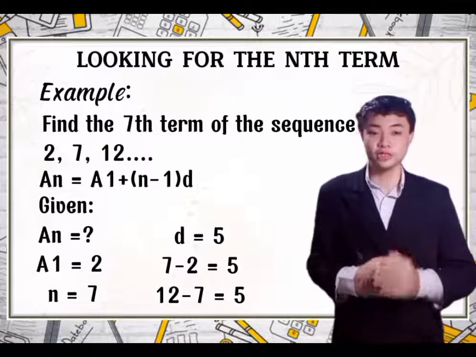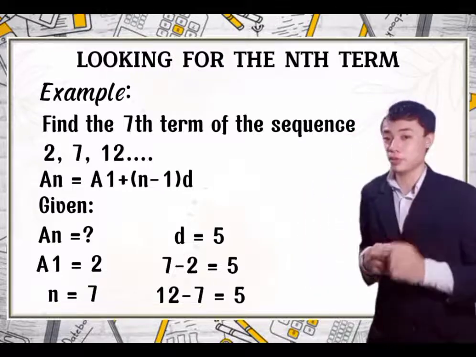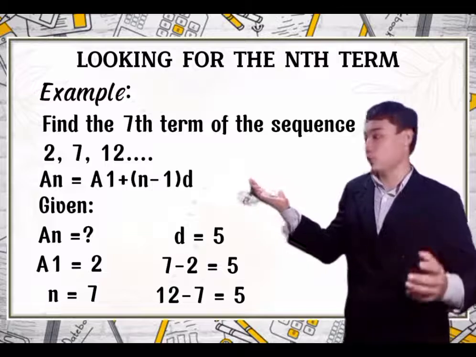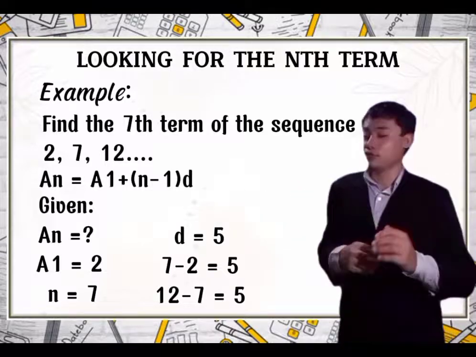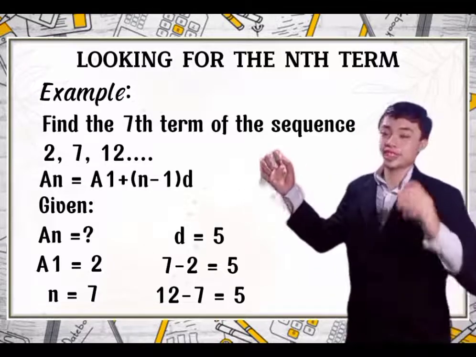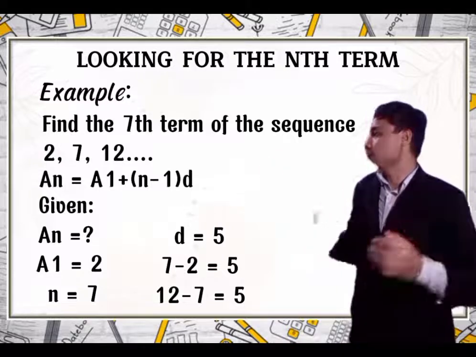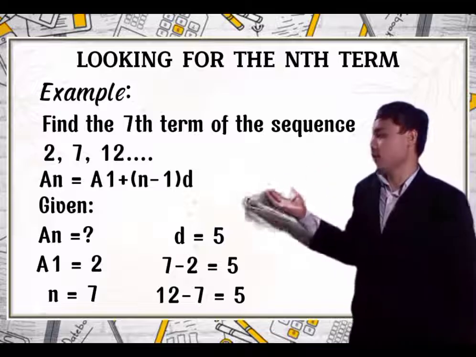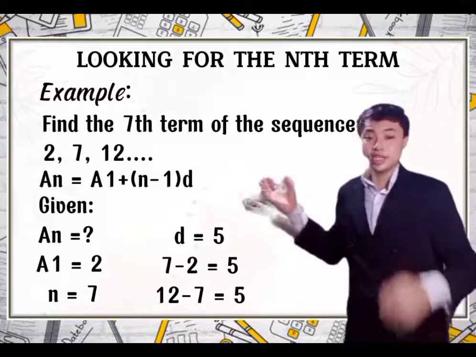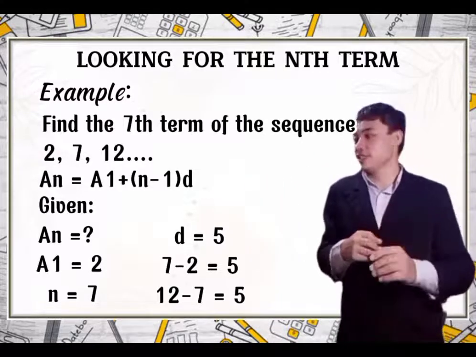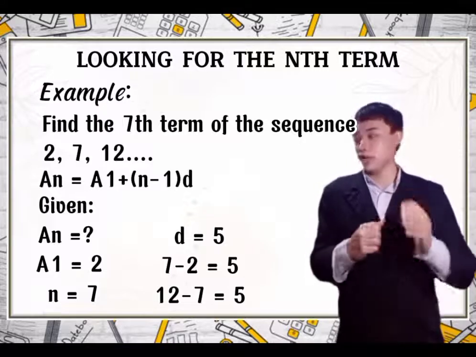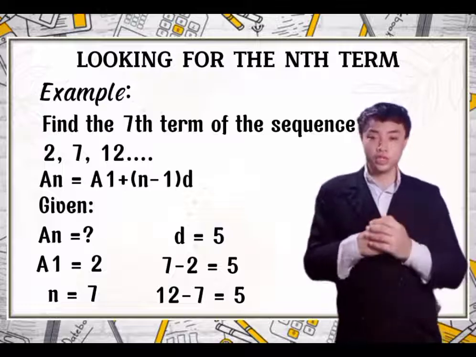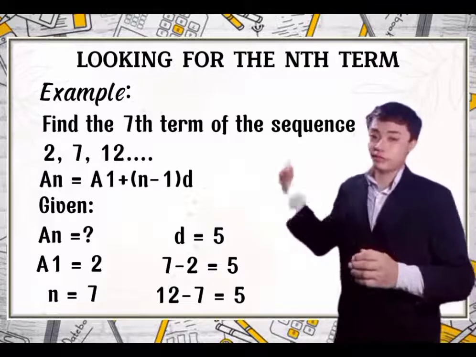Now our first example is about looking for the nth term. Example, find the seventh term of the sequence 2, 7, 12, and so on. Our given are, for a sub n, it is unknown since that's the term we're going to solve. Our first term is 2. Our number of terms is 7 and our common difference is 5. It is 5 because when we subtract 2 from 7, it results in 5. And when we subtract 7 from 12, it results in 5 as well. So therefore, the common difference is 5.